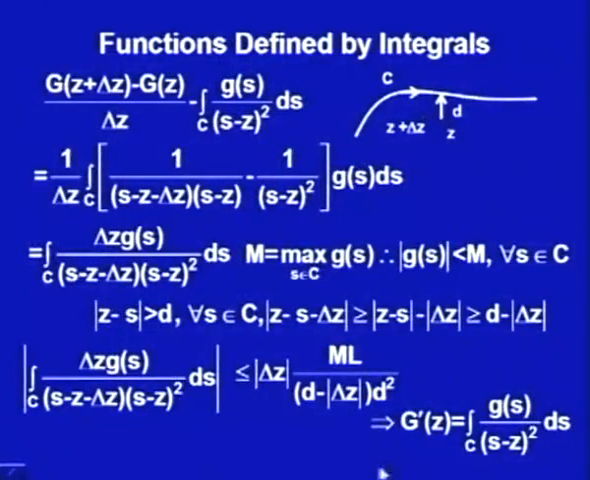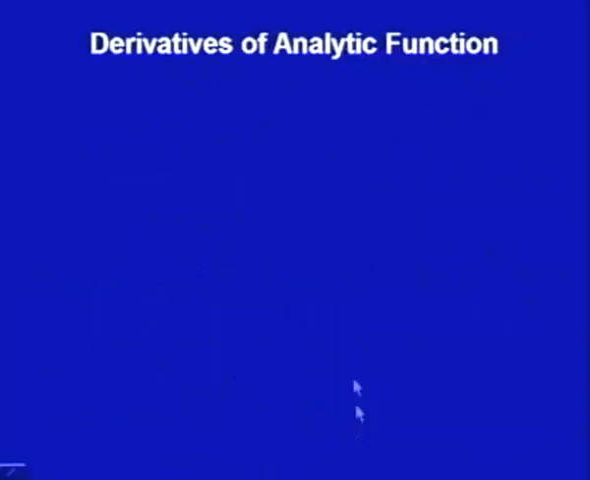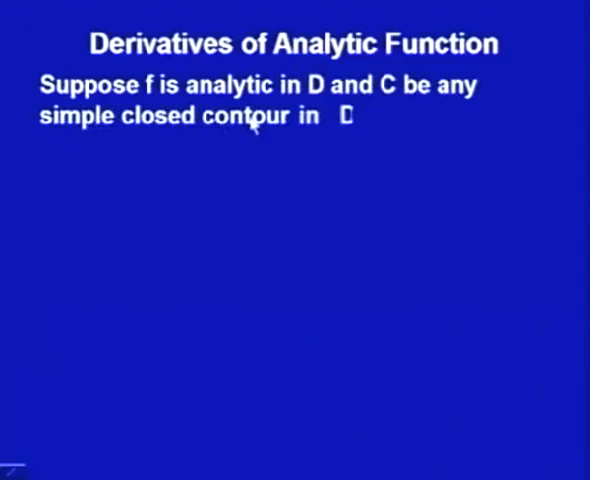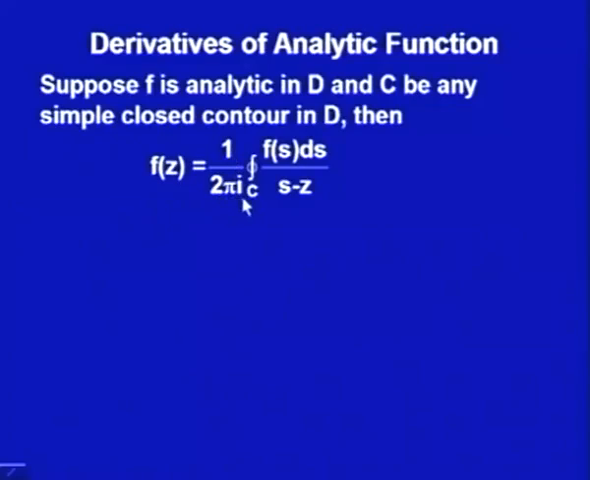Now let us put to good use this result which we have obtained. Let us go back to our derivative of an analytic function. Suppose f is analytic in D and C is any simple closed contour in D, then we do know that f(z) equals 1 upon 2 pi i integral along this closed contour C of f(s) upon s minus z ds. How had we found it? This is our Cauchy integral formula, where z is an interior point of this closed contour C. We do know this.